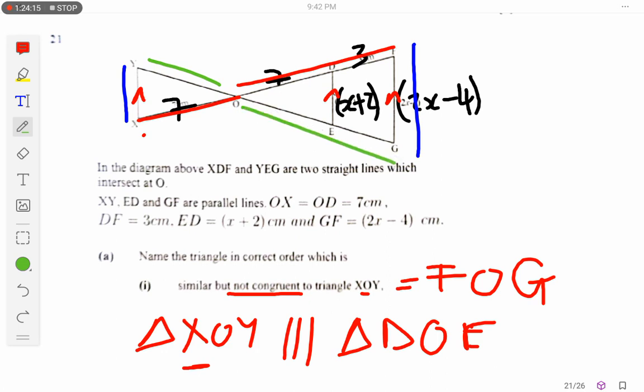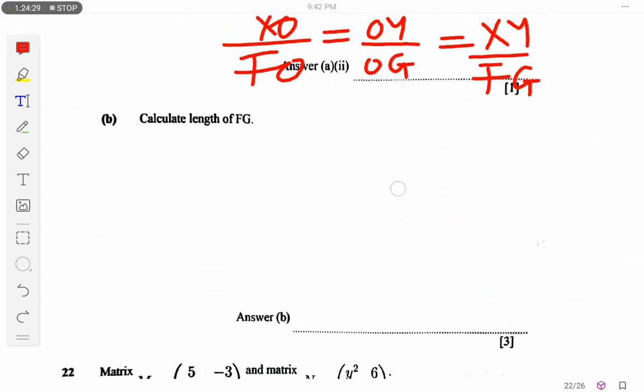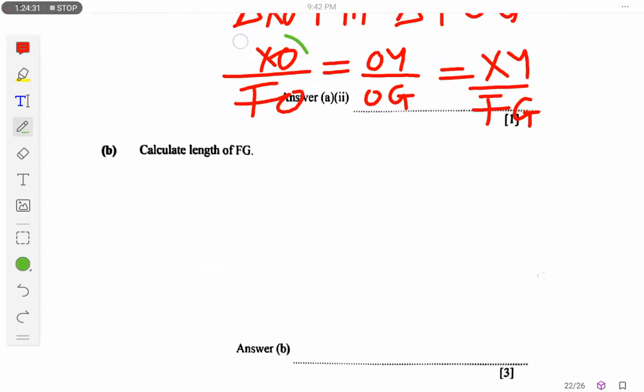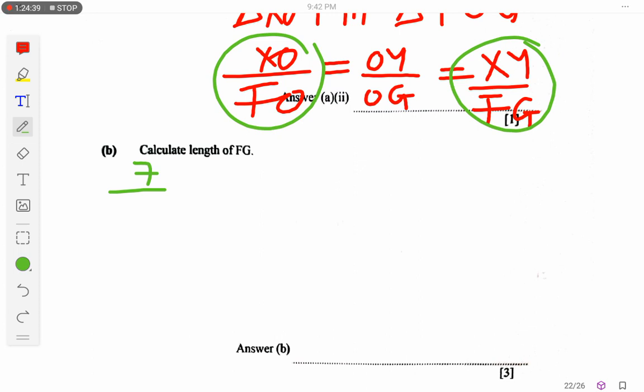But now with this information, I'm going to use the sides that have values. You find out I've got this one and this one, they have values, and we are also looking for this one, so I will also take the corresponding there. So I'm going to use this one and this one. Our XO over FO is 7 over 7 plus 3, that's 10, is equal to XY over FG.